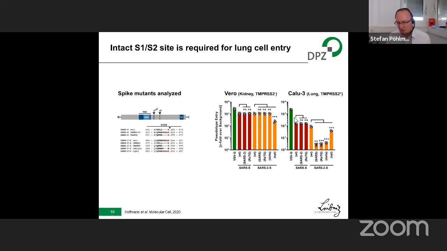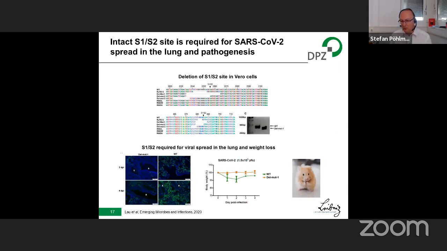Very different in Calu-3 cells. If you destroy the S1/S2 site, entry basically sinks to background levels. So S1/S2 is really important in our system. It's not only important in our system, but also in other systems.